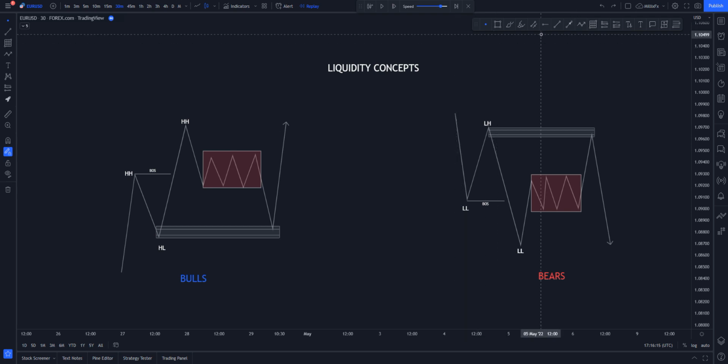When we come to liquidity concepts, you have always watched YouTube videos and heard about support and resistance. You have heard about double bottom, double top, triple bottom, triple top, and all those things, and how it works properly for most traders. Now, let me break this secret to you. When we come to double bottom and double top, this is what basically happens.